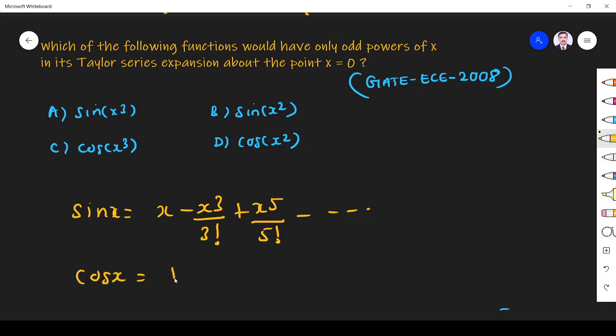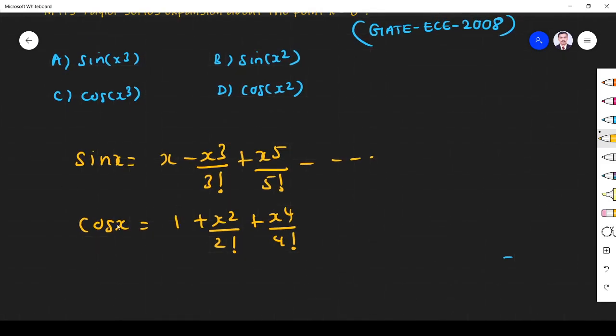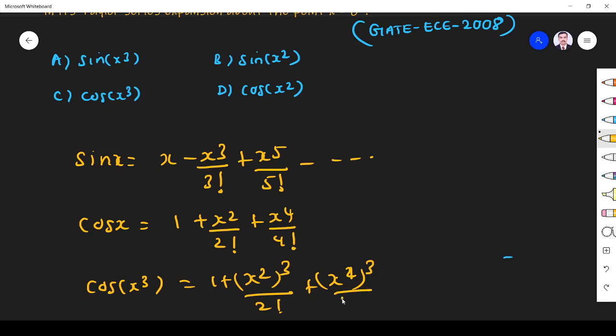Cos x can be written as 1 minus x squared by 2 factorial plus x power 4 by 4 factorial. So if you take x cube instead of x in cos, it will be fully even powers only. For example, cos of x cube means everything should be raised to the power of 3. So 1 minus x squared, instead of x, we have x cube, so like that it will go. X power 6, x power 12 divided by 4 factorial, like that. So everything will be even. So when you take cos, surely everything will be even.